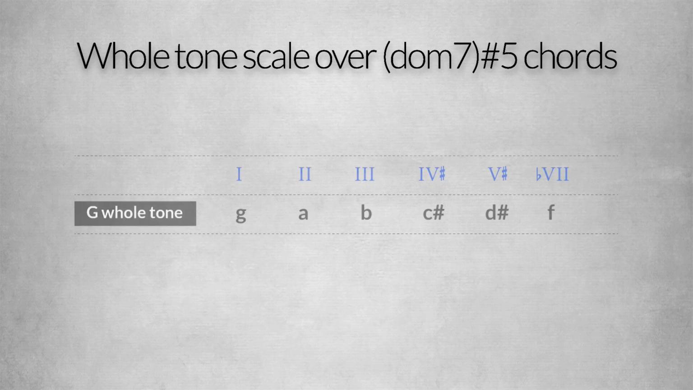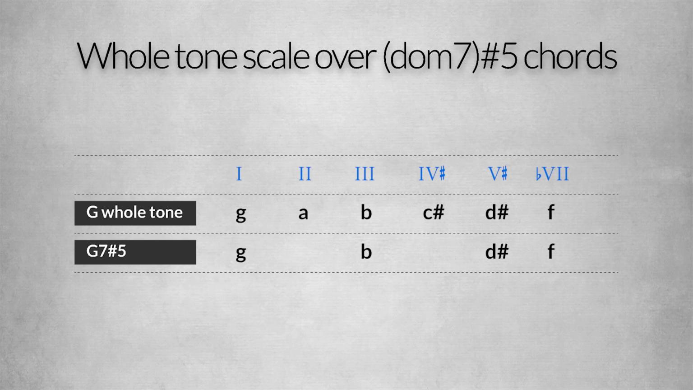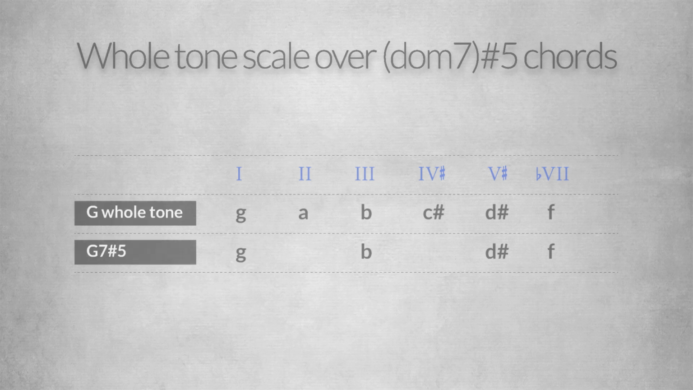Now the whole tone scale starting on the note G contains the notes G, A, B, C sharp, D sharp and F. Now you don't need to be a rocket scientist to notice that all the notes in the G7 sharp 5 chord are in the G whole tone scale. So yes, of course, the whole tone scale will work like a charm.